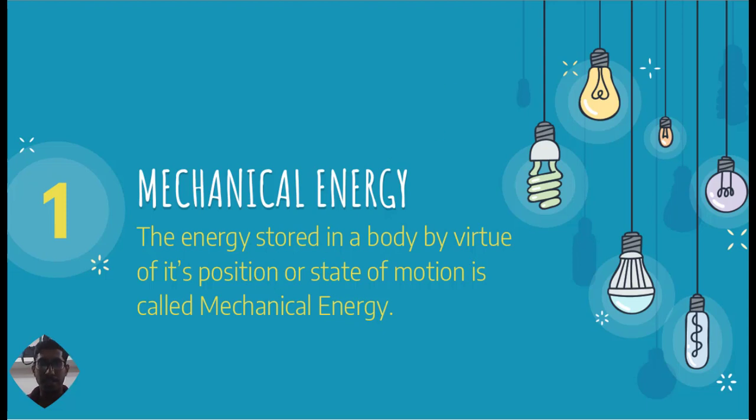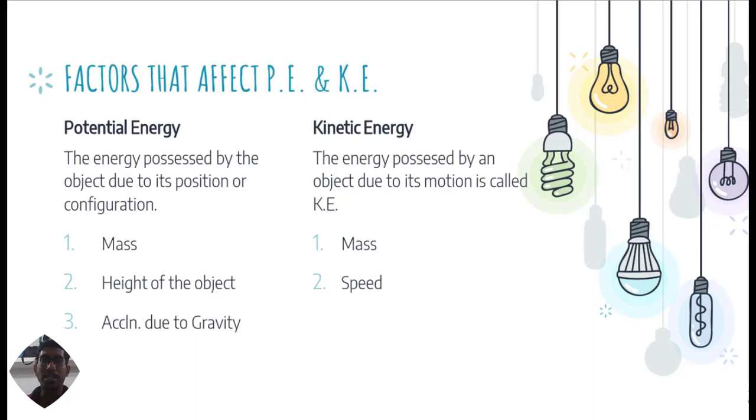Now, boys and girls, we've also seen the factors that affect potential energy and kinetic energy. In this case, we know that mass affects potential energy. We know height affects the potential energy. Also, acceleration due to gravity also affects potential energy. Also, kinetic energy is affected by the mass of a body, that is how heavy it is, whereas the speed of the object also affects kinetic energy. All this was explained to you in the previous class.